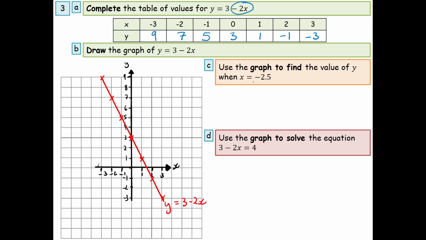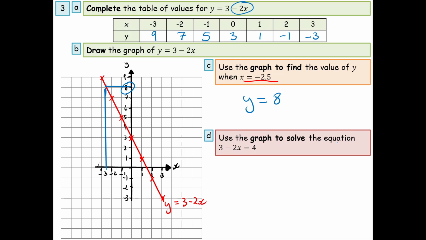So find the value of y when x is minus 2.5. Okay, so go to where x is minus 2.5, which is here. Draw a line going up to the graph, like so. And then across. And we can see there that y is equal to 8.